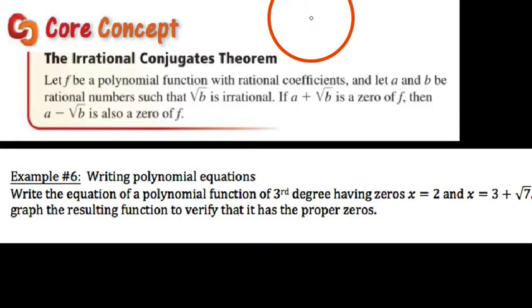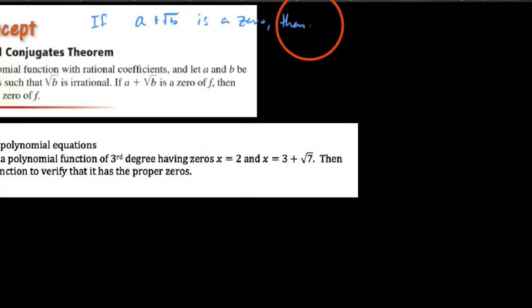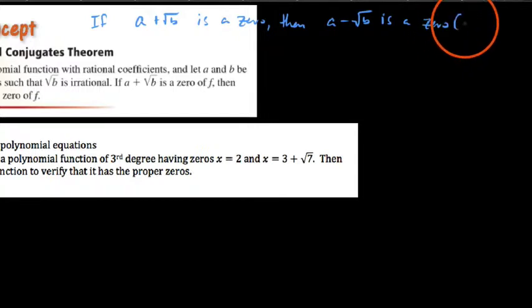So basically, we're going to say a couple things here. If a plus the square root of b is a 0, then a minus the square root of b is a 0. We're going to write a word here. This is its conjugate. And we're also going to note this.